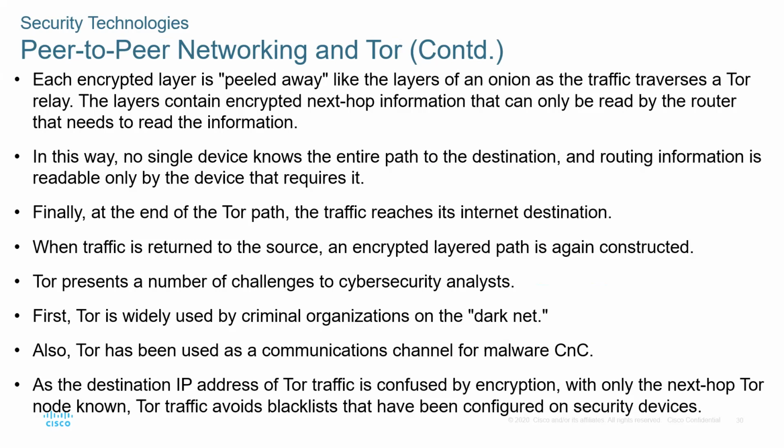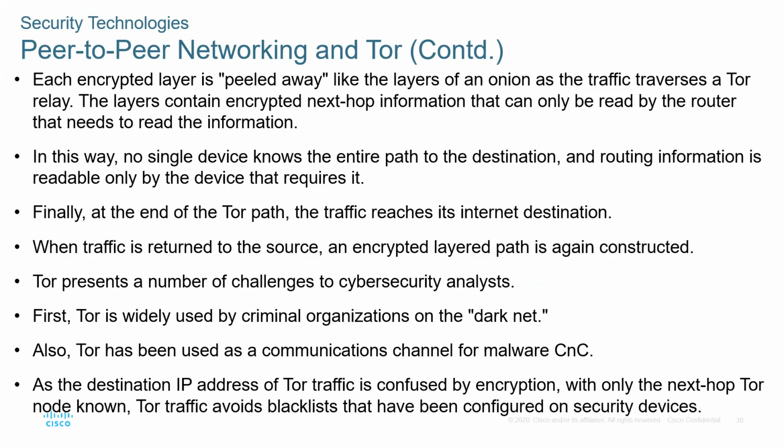So these layers are encrypted next hop information that can be read only by the router that needs to read the information. In this way, no single device knows the entire path to the destination, and routing information is readable only by the device that requires it. And finally, at the end of the Tor path, the traffic reaches the internet destination. When that traffic is returned by the source, an encrypted layered path is again constructed.